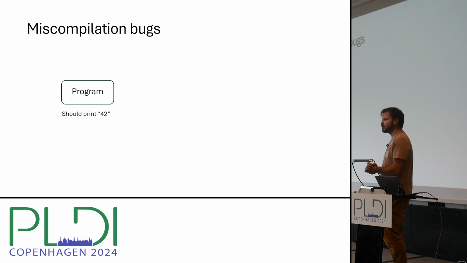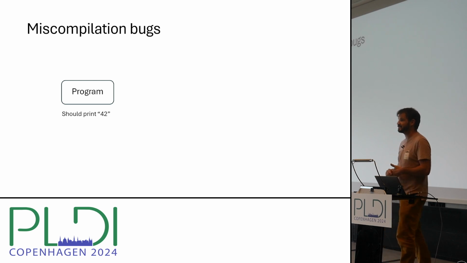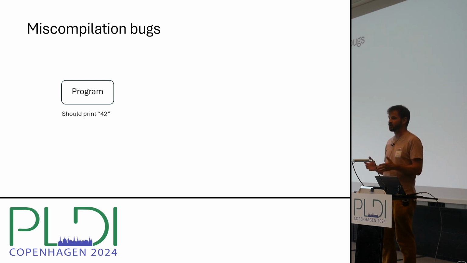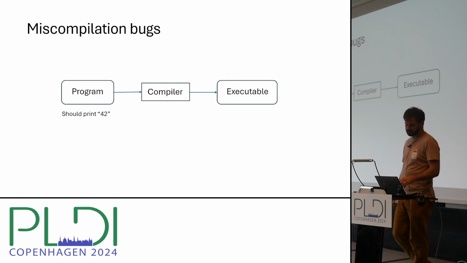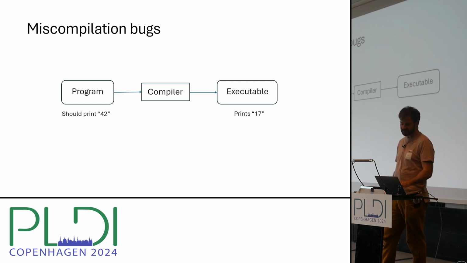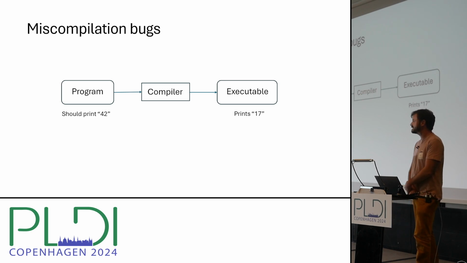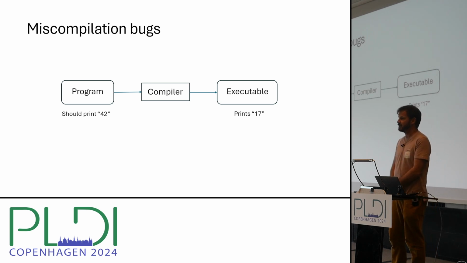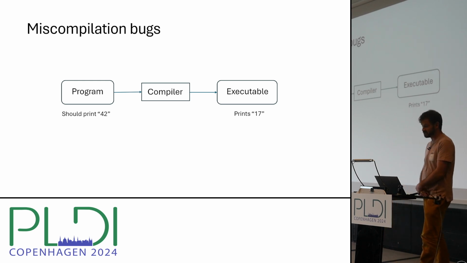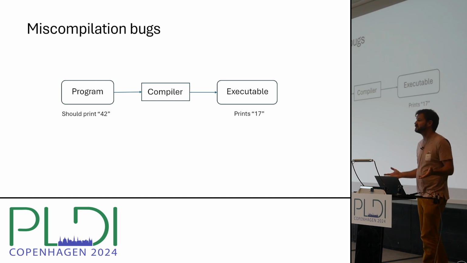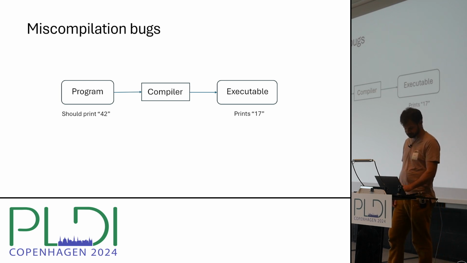As we heard, the most pernicious kind of compiler bug is what's called a miscompilation bug. This is where you've got a program that is supposed to compute something well-defined according to the semantics of the programming language. Perhaps the program should print the value 42. The compiler compiles the program to an executable, and when that executable is run, something different happens. For example, maybe 17 gets printed instead. So the compiler hasn't done its job properly. It has not faithfully translated the source program into semantically equivalent machine code.